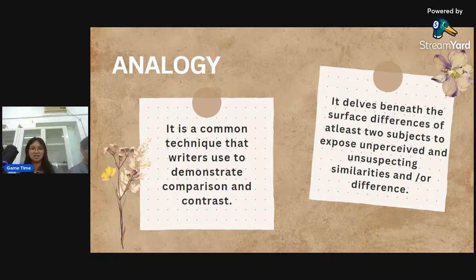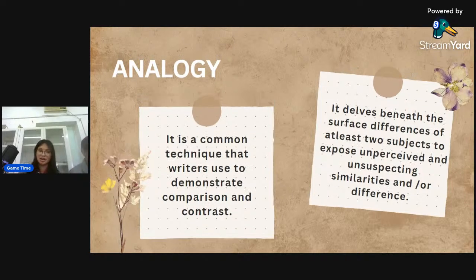Okay, next we have analogy. Analogy is used in paragraph development when there are two things being compared. So it's related to our topic, the juxtaposition one. Analogy is a common technique that writers use to demonstrate comparison and contrast. It delves beneath the surface differences of at least two subjects to expose unperceived and unsuspecting similarities and or differences. Basically, an analogy gives you a sentence comparing two subjects, and it will further explain why it compared those things.